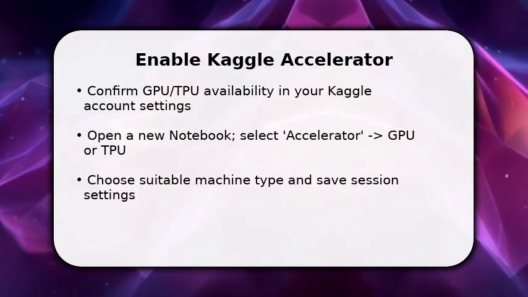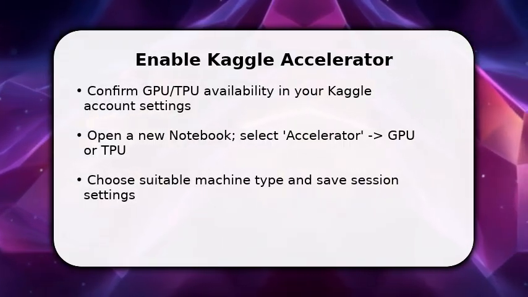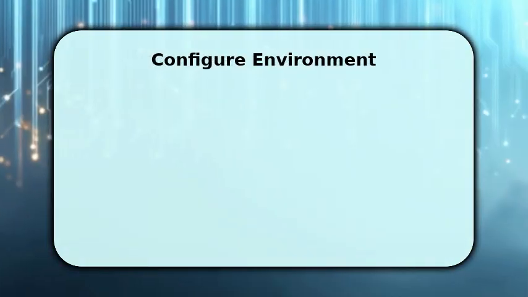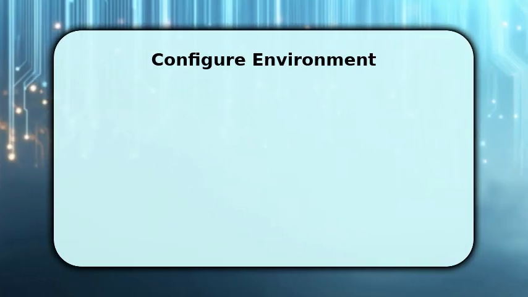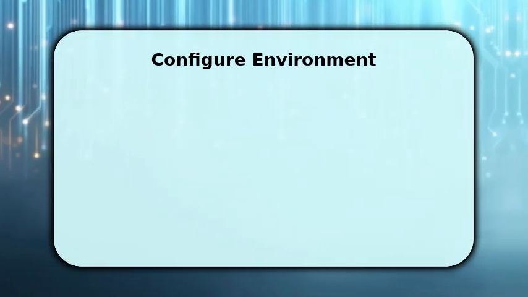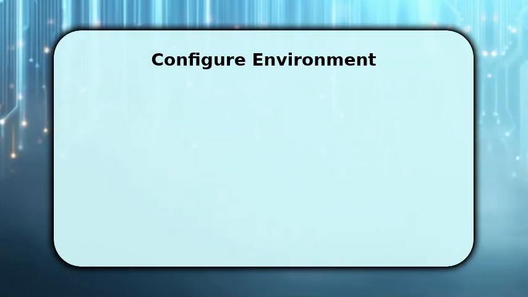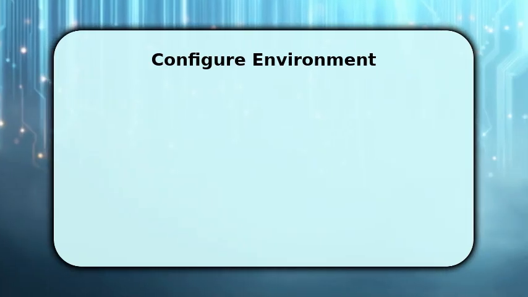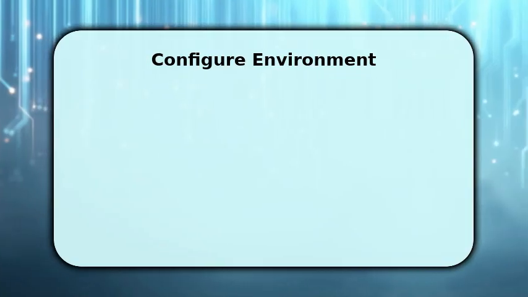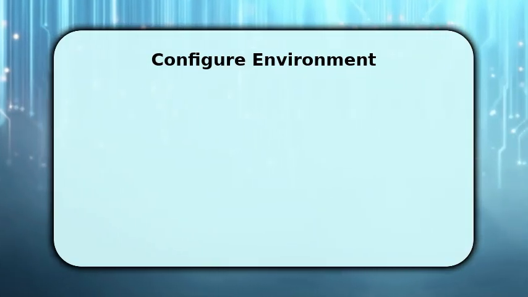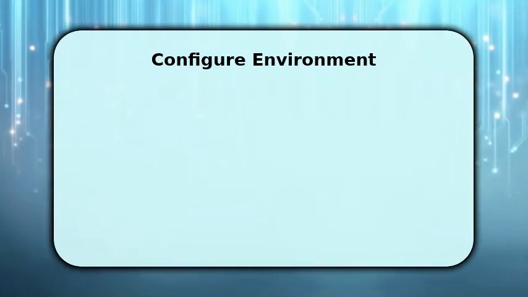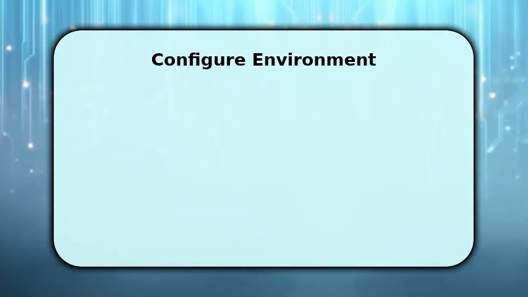ready for fast iteration. Next, configure the environment so your code actually uses the accelerator. Install required packages using %pip in notebook cells and restart the kernel if necessary. This avoids mismatch errors. Then set the device explicitly in your code, for example, torch.device("cuda") for PyTorch or use jax.devices() for TPU. After that, verify CUDA, cuDNN, and framework versions to ensure compatibility, because mismatched libraries are the most common source of silent failures during training.